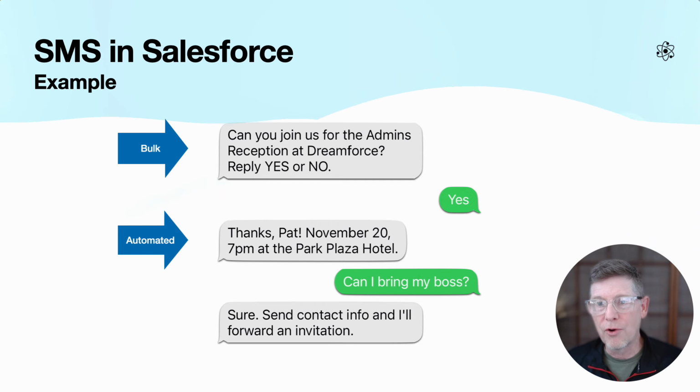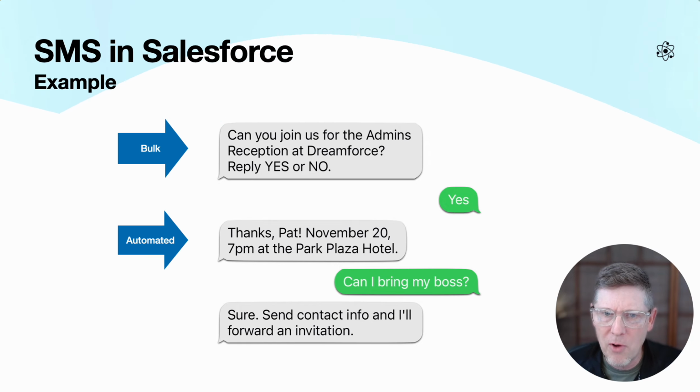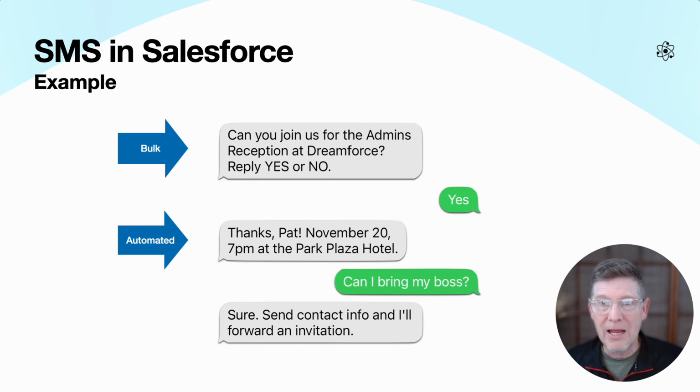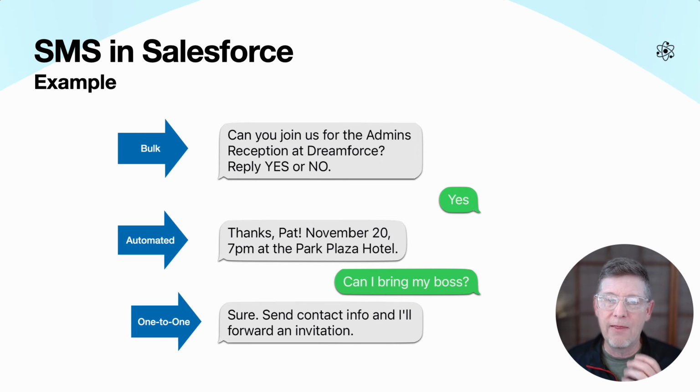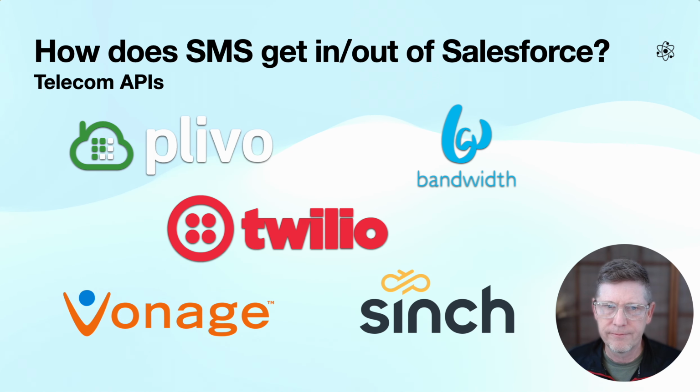But let's say that you're bringing someone with you and you don't want to leave them back at the hotel while you go to the reception. So you ask, can I bring my boss? Now, this is a reply that isn't in their selection set of yes or no. And so this gets bounced to a one-to-one agent, and they respond, sure, let's take care of that. So what you want to look for in a texting app is the ability to bridge those three capabilities, bulk, automated, and one-to-one, seamlessly to the recipient.